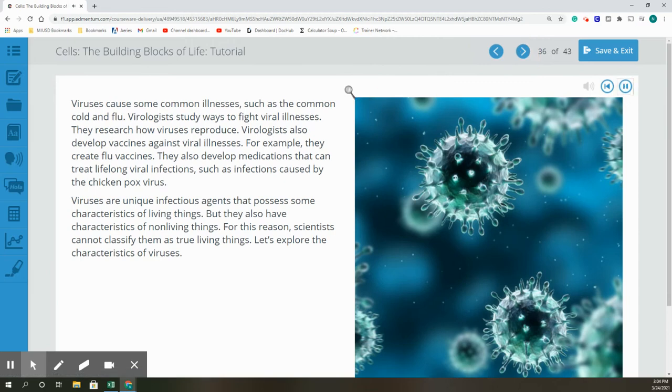But I'm glad somebody's studying viruses, because viruses cause some common illnesses such as the common cold and flu. Virologists study ways to fight viral illnesses. They research how viruses reproduce. Virologists also develop vaccines against viral illnesses. For example, they create flu vaccines. They also develop medications that can treat lifelong viral infections, such as infections caused by the chickenpox virus.